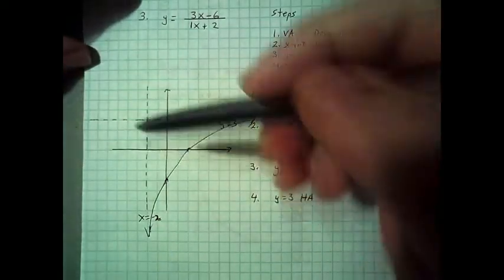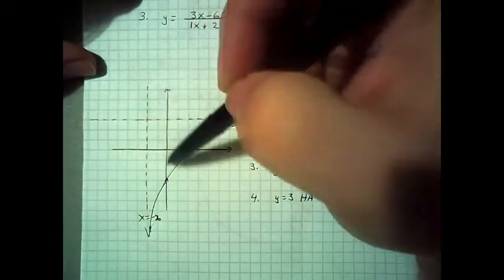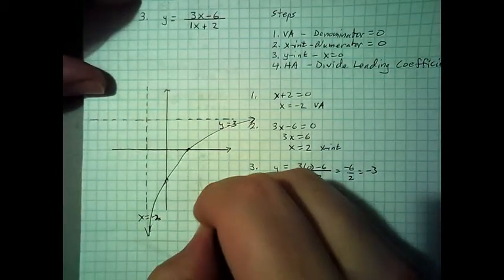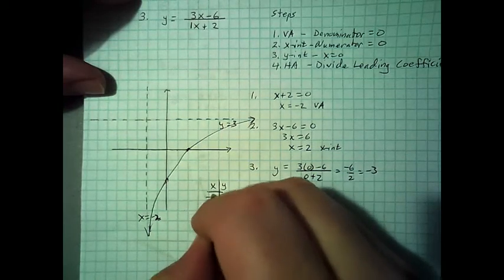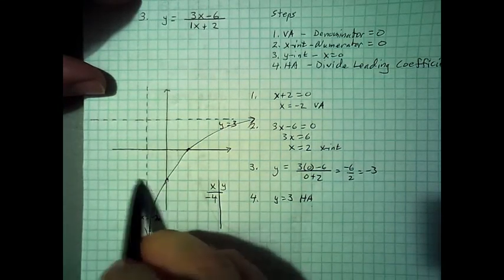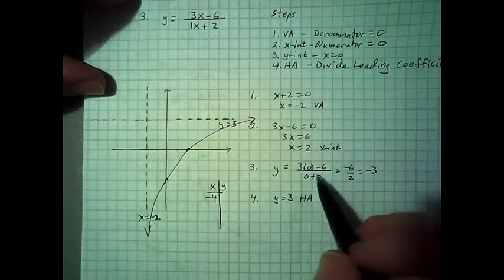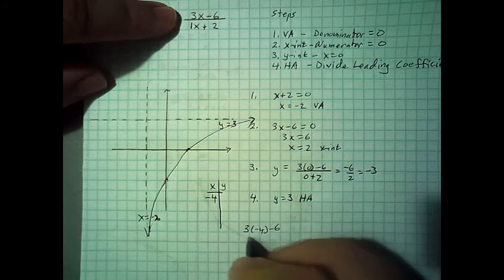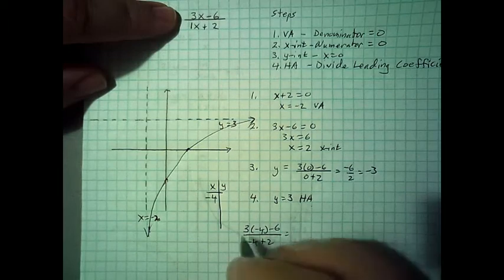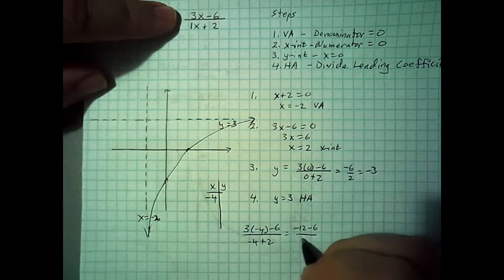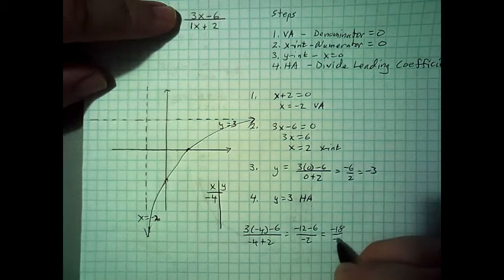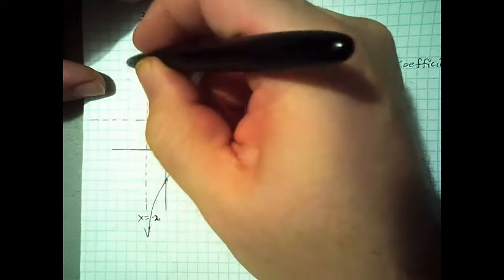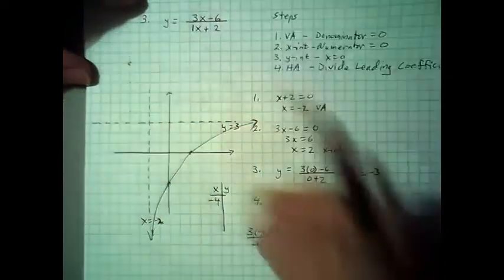This graph is also supposed to be symmetric, so you can actually plot the other points by figuring out how far away they are, or you can stick in x values. In this case, I'm going to stick in negative 4, because that's the distance that I have to go to get to the other side of this asymptote. When I stick in negative 4, I'll get 3 times negative 4 minus 6 over negative 4 plus 2 is negative 12 minus 6 over negative 2. Negative 18 over negative 2 is 9. So negative 4, 9. And there's my point.